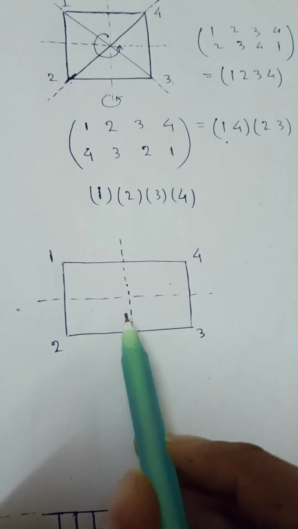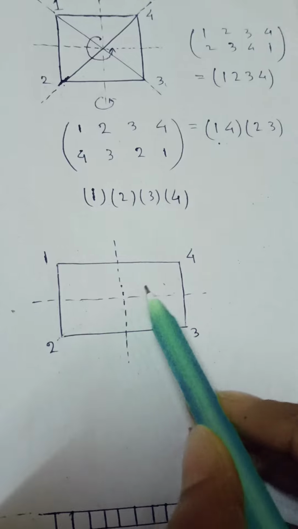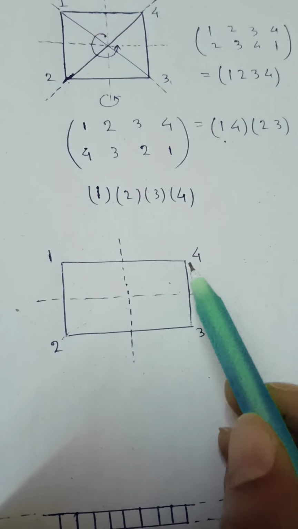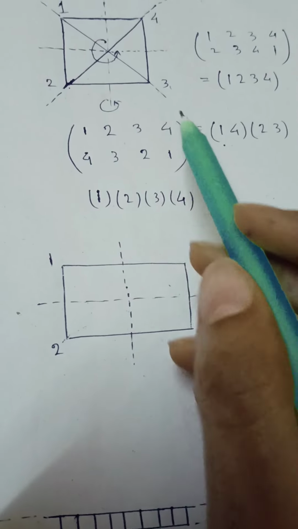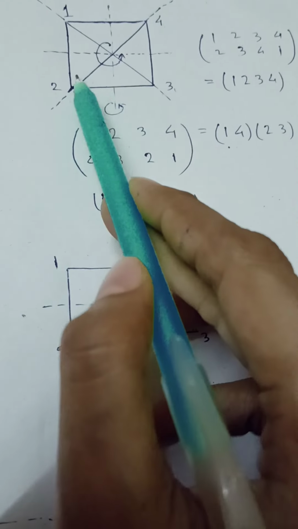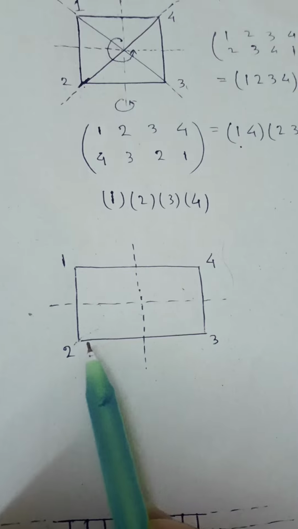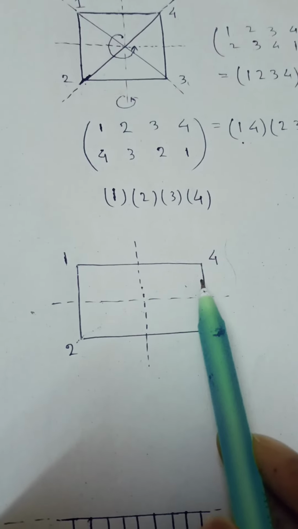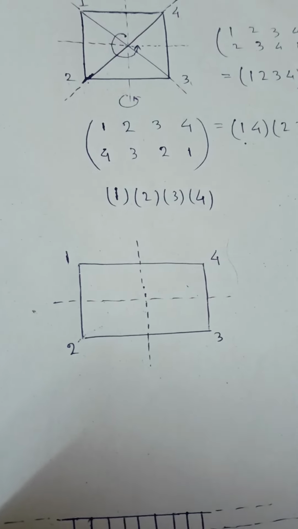You can see the reflection about this diagonal is not possible for a rectangle. It was possible for a square because it was symmetric about this diagonal, but this is not the case for the rectangle, right? So it will not be a symmetry.